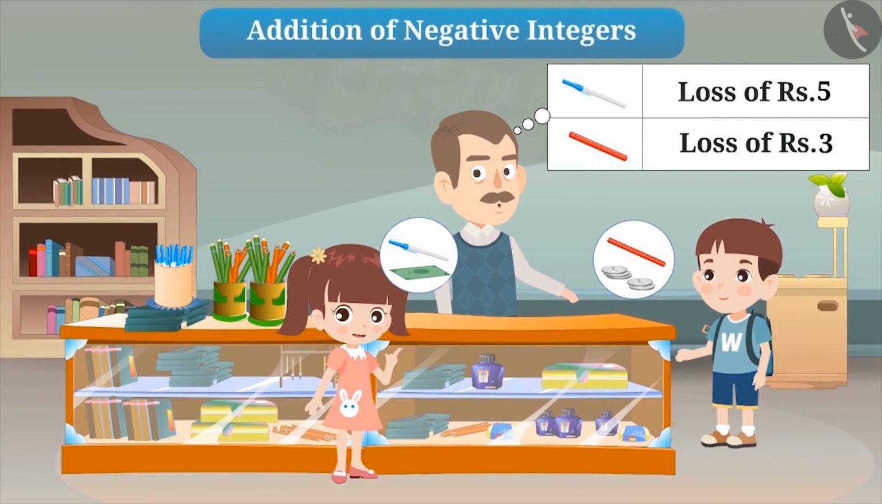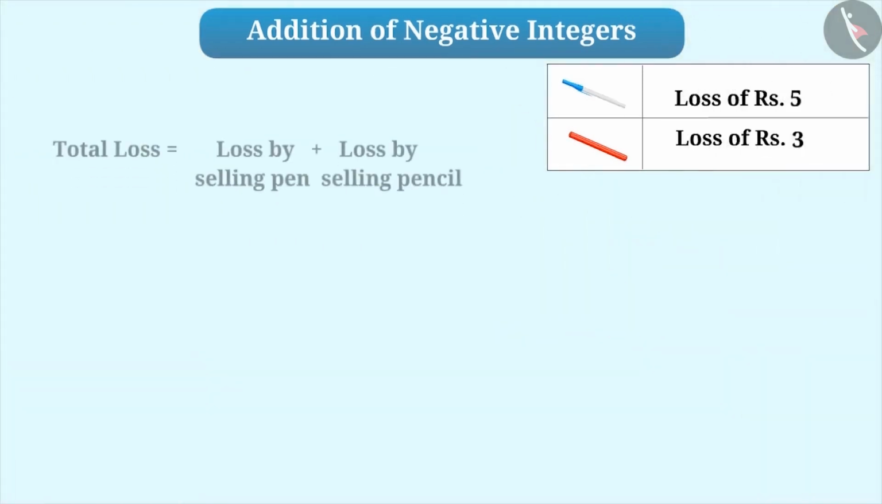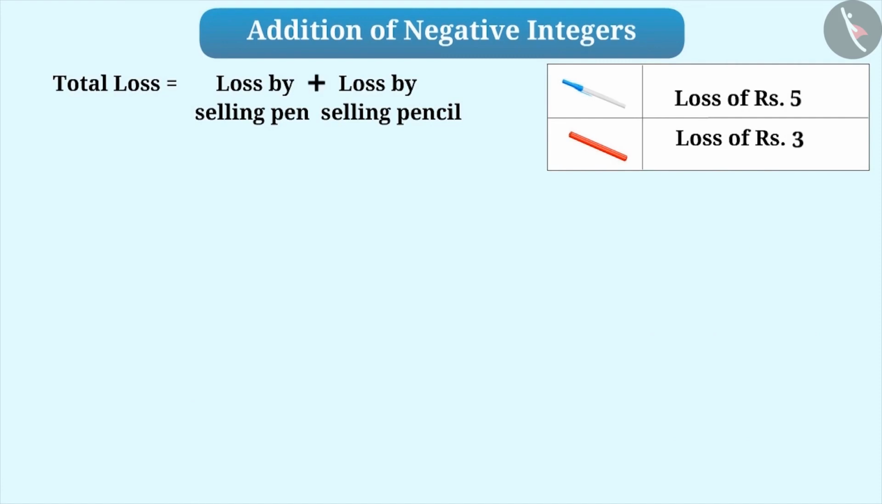Let's understand how addition of negative integers is done. Let us suppose a shopkeeper faces a loss of rupees 5 by selling a pen and a loss of rupees 3 by selling a pencil. If we have to find the total loss, then we have to add their individual losses. Since loss is represented by negative integers, loss by selling a pen is represented as minus 5. Similarly, loss by selling a pencil is represented as minus 3. This means the total loss is minus 5 plus minus 3.